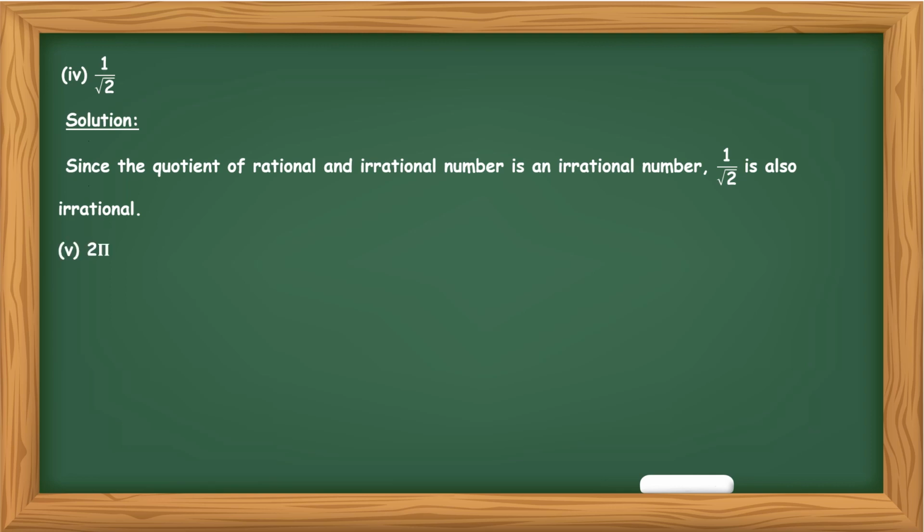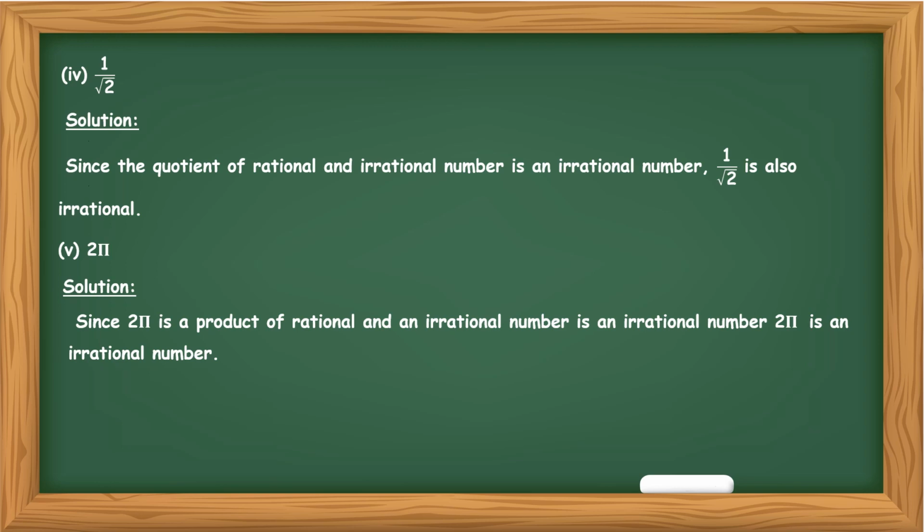The fifth question is 2 pi. So 2 pi is a product of a rational and an irrational number. So a product of a rational and an irrational number is again an irrational number. So your 2 pi is also an irrational number.